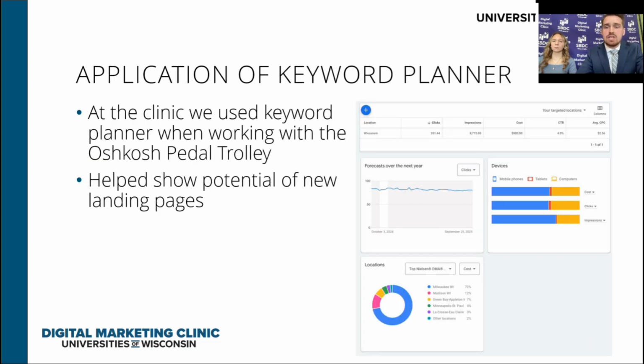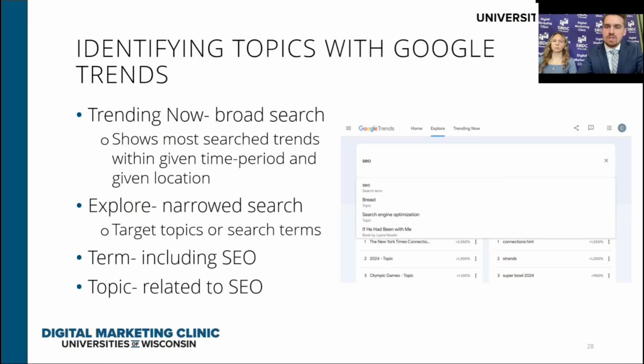At the clinic, we've used Keyword Planner when we worked with the pedal trolley, as we talked about earlier. We were thinking about creating some new landing pages for them to increase their traffic, and we used Planner to see the potential traffic we could have with these keywords. We also use Planner's comparing feature. This helps us decide, when we narrow down to a few keywords that we want to use, what keyword we should go with out of the handful that we pick.